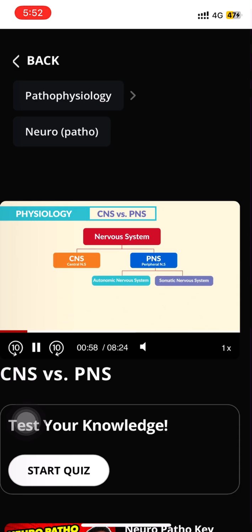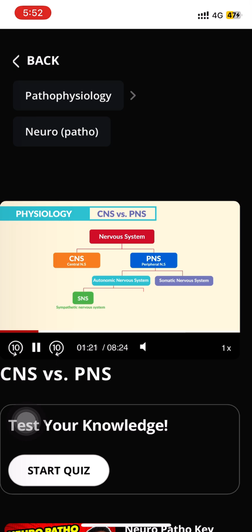As you can see, the nervous system is this big umbrella term for the CNS, our central nervous system, and the PNS, our peripheral nervous system. And as stated before, from this PNS branches off the autonomic nervous system and the somatic nervous system. Now, out of all these, the one to focus on is the autonomic nervous system, since it's the most tested.